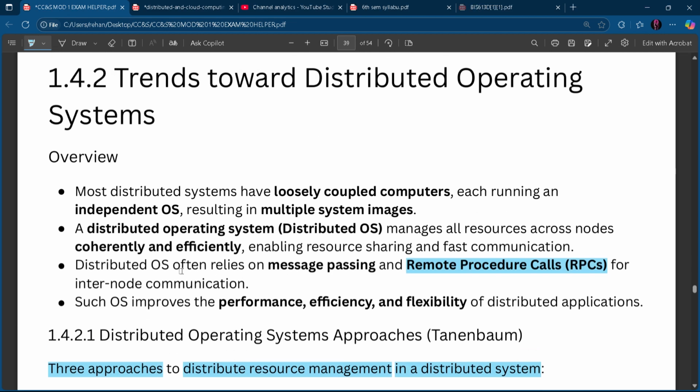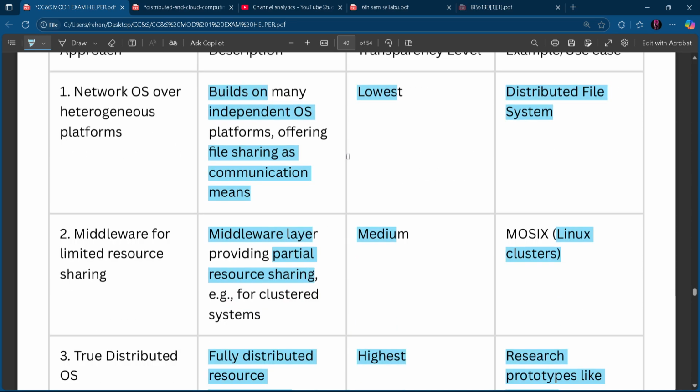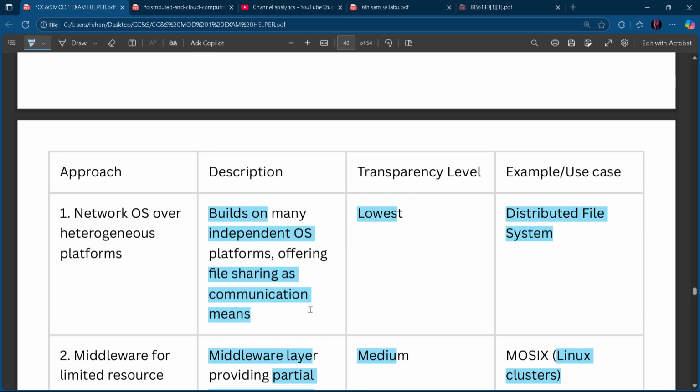We'll move to system trends towards distributed operating systems. See, there are three approaches to distribute resource management in distributed system. You have network OS over heterogeneous platform. It builds on many independent OS, which together are used. Middleware is a middle layer providing partial resource sharing. Traditional distributed OS, fully distributed resource management for high system transparency.